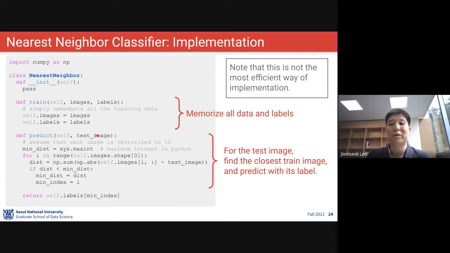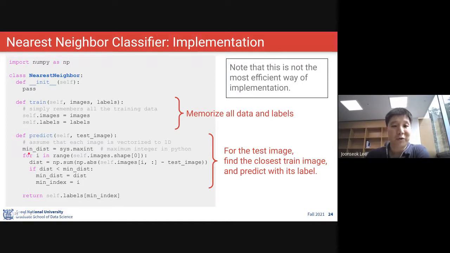And in the predictions, we are given a new test image, which is not part of these training images. And what we need to do, at a high level, for this test image, is find the closest training image and predict with its label. That's the high-level idea of these prediction steps. But let's see the code to see how we should do that. By the way, this is not the most efficient way of implementation, but just for a high-level idea, I implemented it using this loop. In reality, we actually need to vectorize to make this faster. So you are going to do that in your homework, but here I'm using inefficient code to explain what it is.